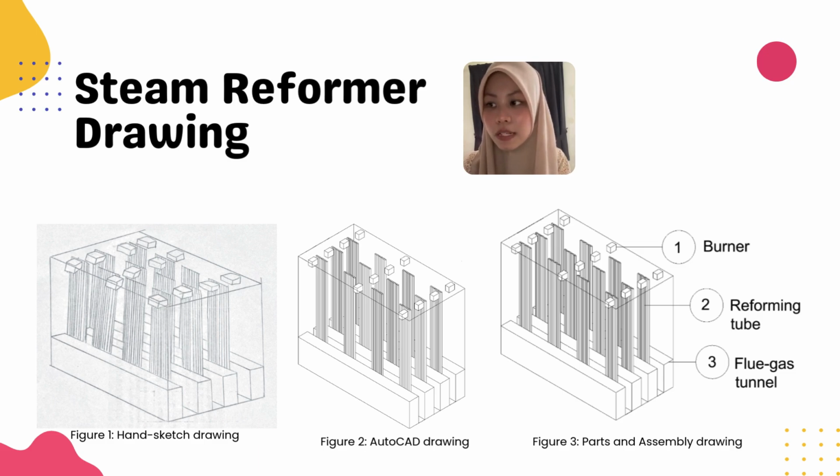The burner supplies heat required for the endothermic steam methane reforming reaction, and the reforming tubes contain the catalyst where methane reacts with steam to produce hydrogen and carbon monoxide. The flue gas tunnel allows hot combustion gases to flow around the tubes, ensuring efficient heat transfer. In conclusion, the hand sketch helps in conceptual design, the AutoCAD drawing improves technical accuracy, and the assembly drawing clearly illustrates the components and their function within the steam reformer system.